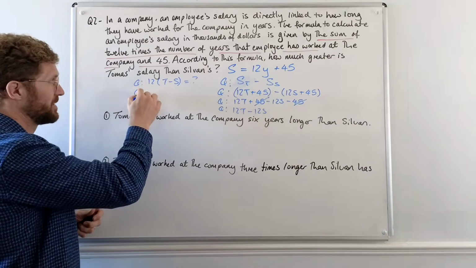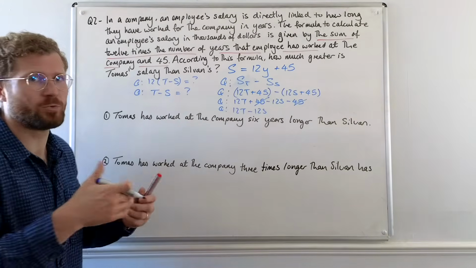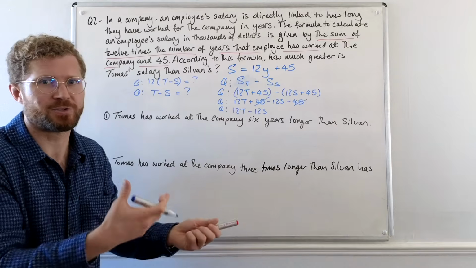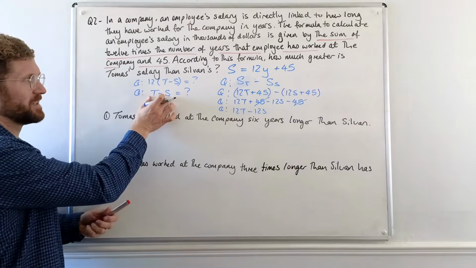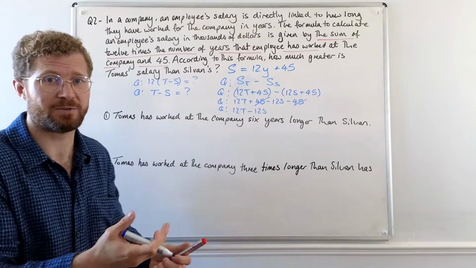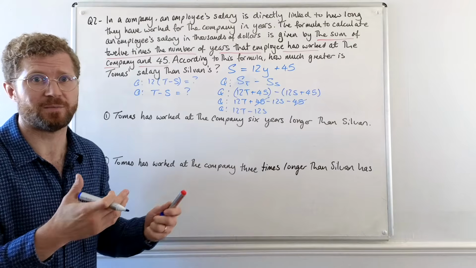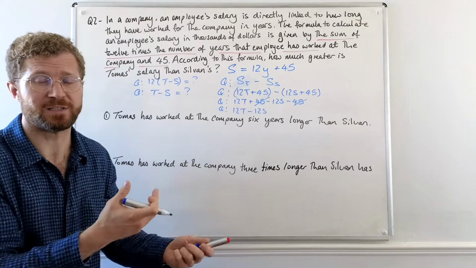And so while this is not algebraically equivalent, it's logically equivalent to say if I know what t minus s is, then I'll just be able to tell the difference. Because if I know what t minus s is, I can just times it by 12 and that will give me the difference between their salaries. So as long as I know the difference between the number of years that they have worked at this company, I'm going to be able to tell the difference in their salaries.